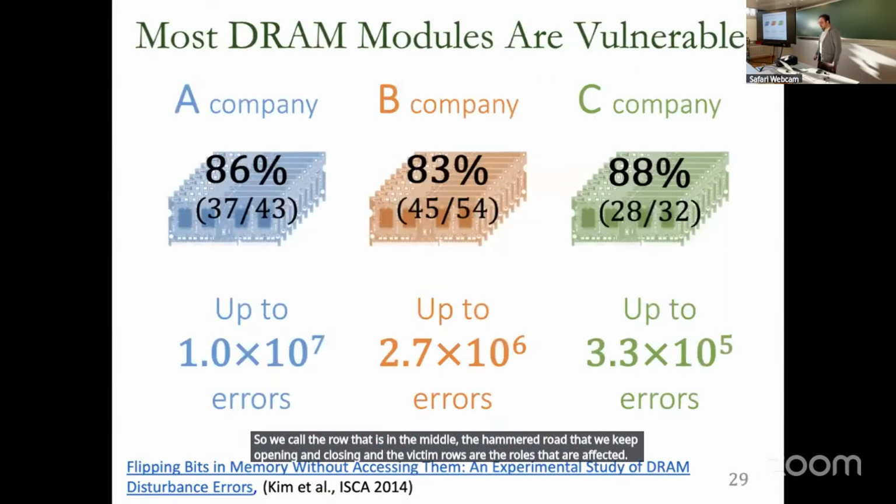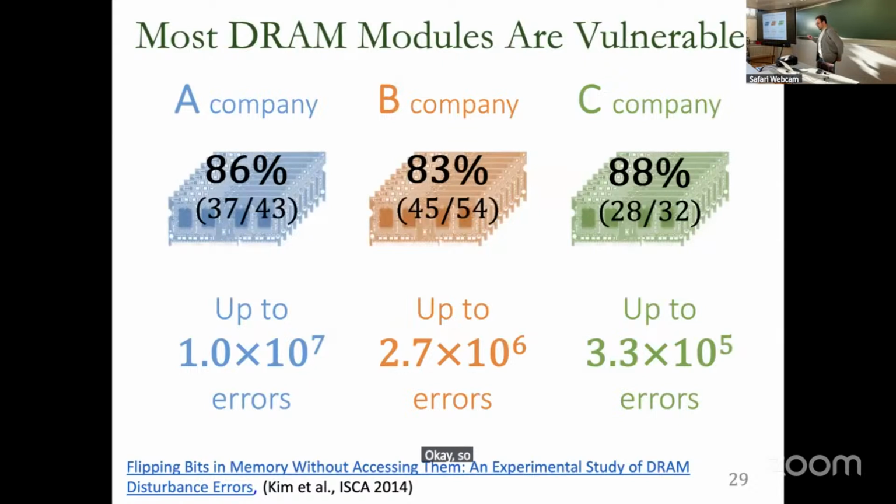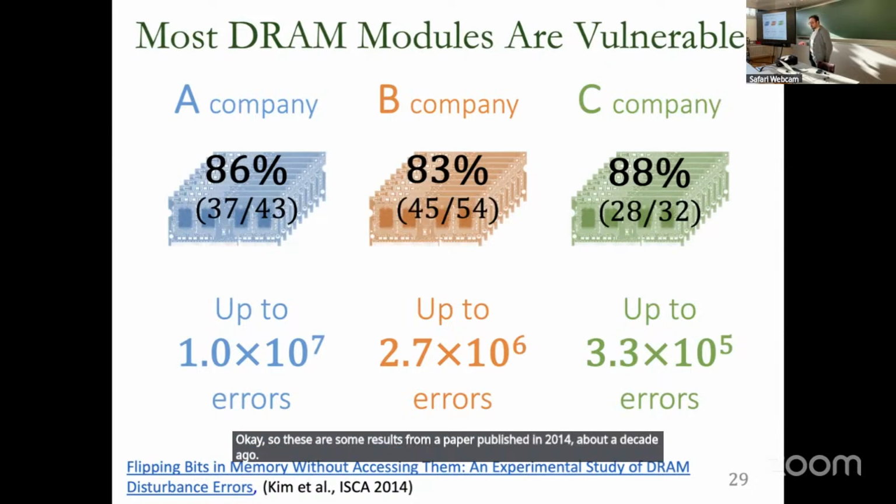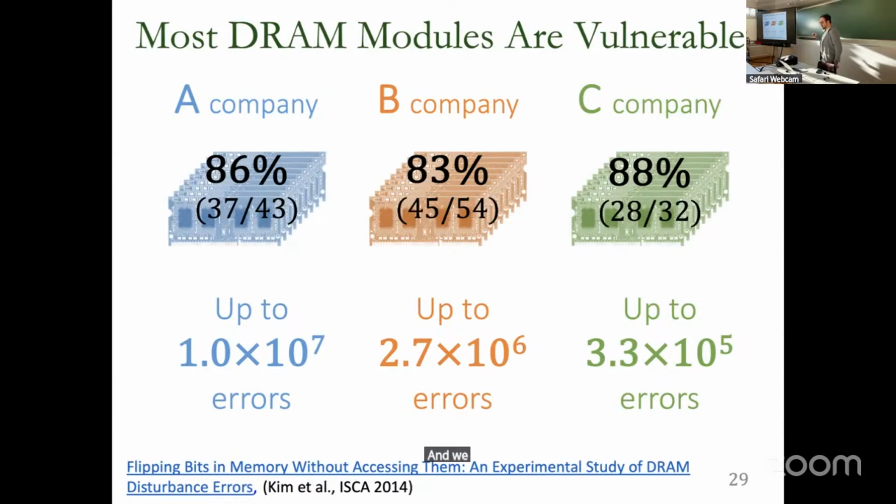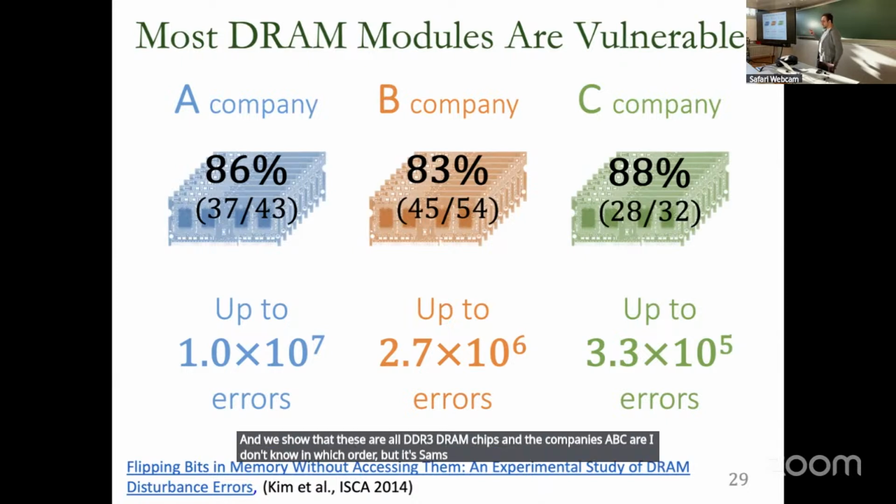Okay, so these are some results from a paper published in 2014, about a decade ago, and we show that these are all DDR3 DRAM chips, and the companies A, B, C are, I don't know in which order, Samsung, Micron, and Hynix.